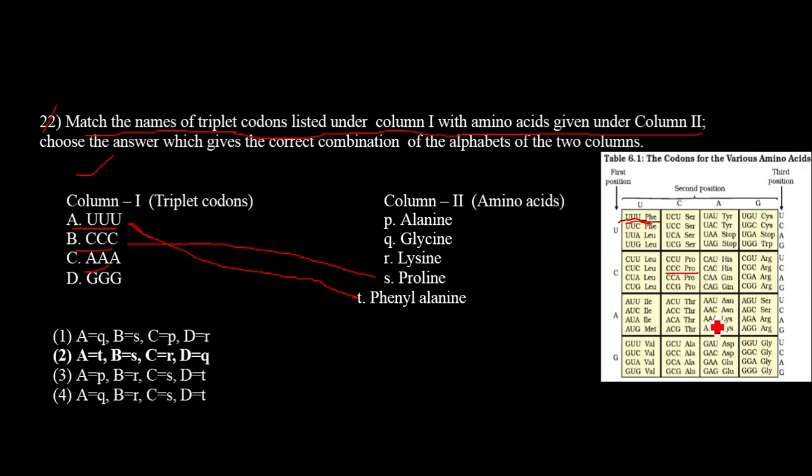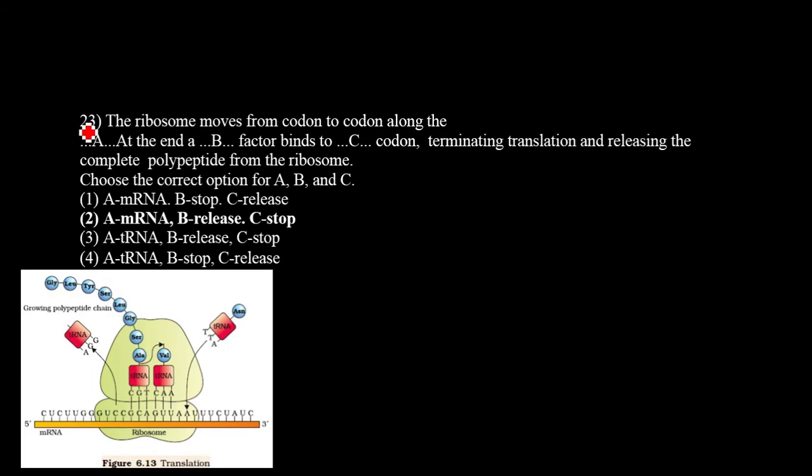Here AAA codes for lysine. LYS means lysine. GGG codes for glycine. Hence option 2 is our answer. Next, question number 23. The ribosome moves from codon to codon along the dash.